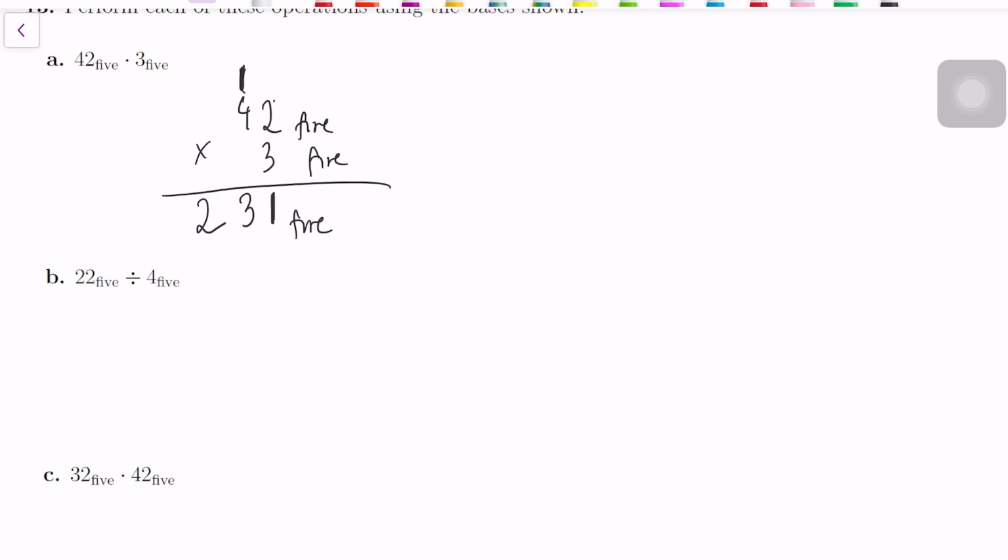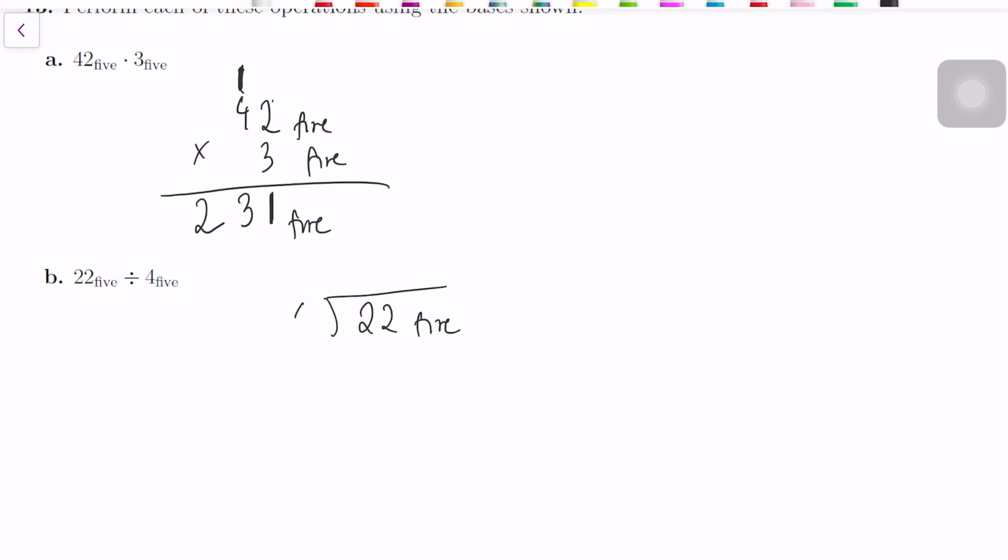Now 22 in base 5 divided by 4. And you divide by 4, okay?